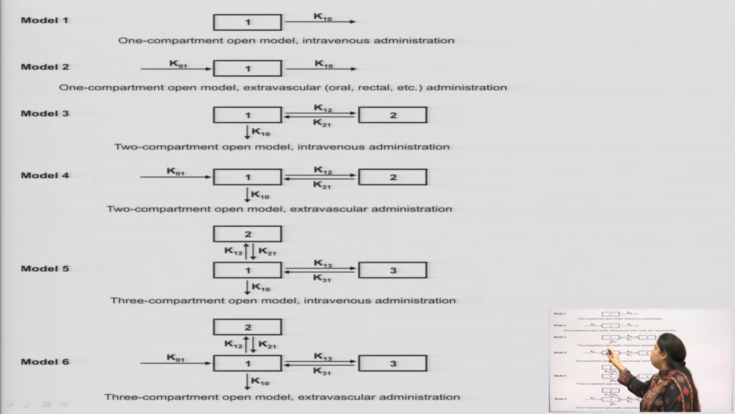In model 3, the two compartment open model for intravenous administration, the drug is given intravenously. Apart from the one compartment, we also consider the drug as two compartments, moving from the highly vascular area to the different peripheral areas. Model 4 is the two compartment open model for extravascular administration, and model 5 is the three compartment model for IV and extravascular administration.